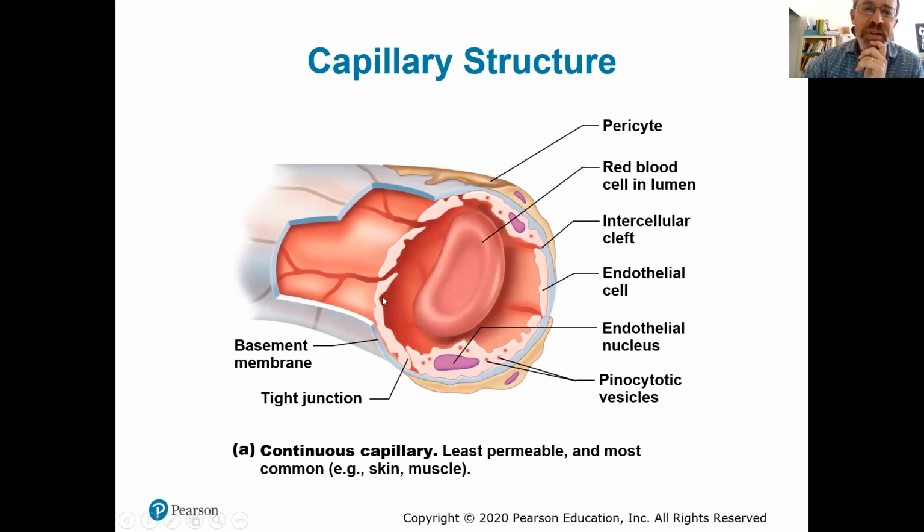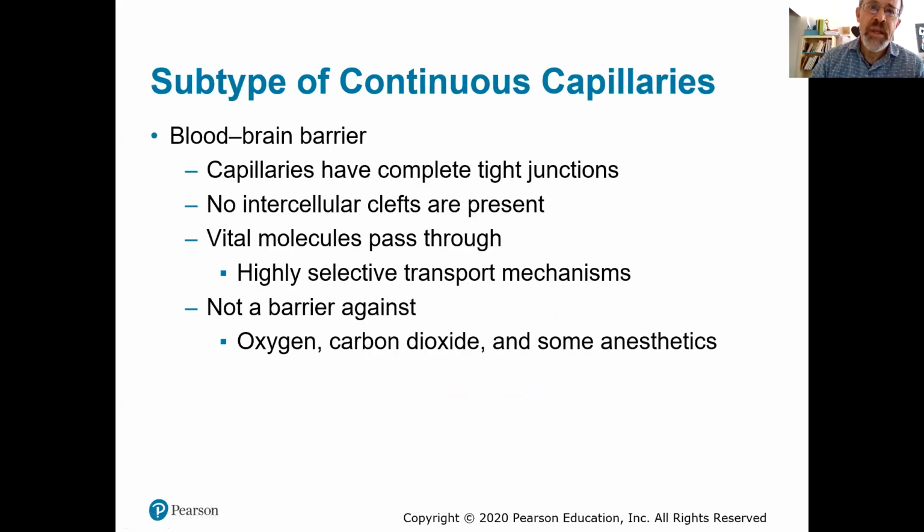We do have, again, a little bit of space, what we call intercellular clefts. But for the most part, the capillaries consist of these endothelial cells that are bound by tight junctions. So most areas of the body have these continuous capillaries.